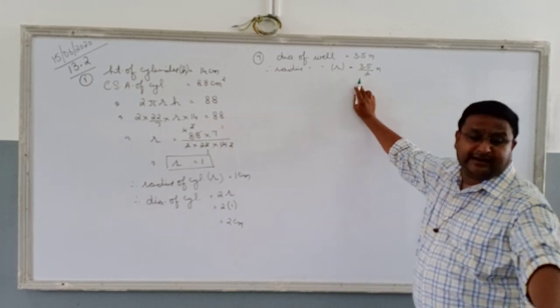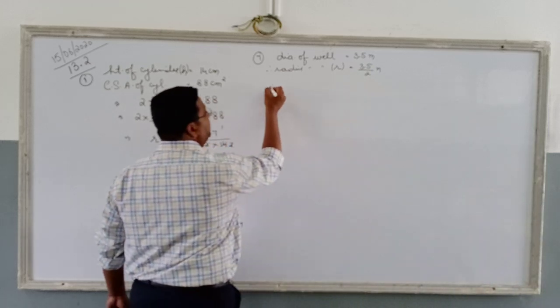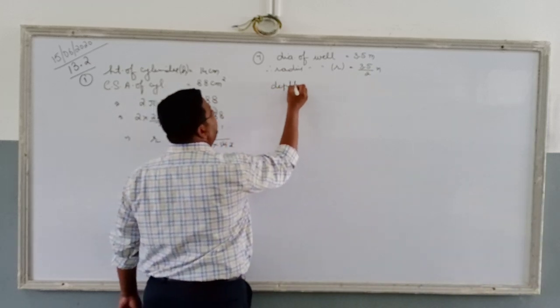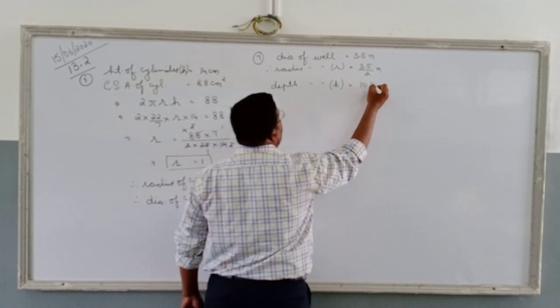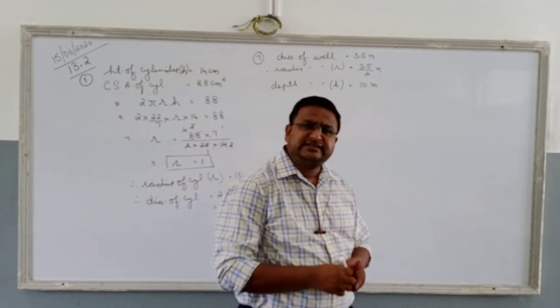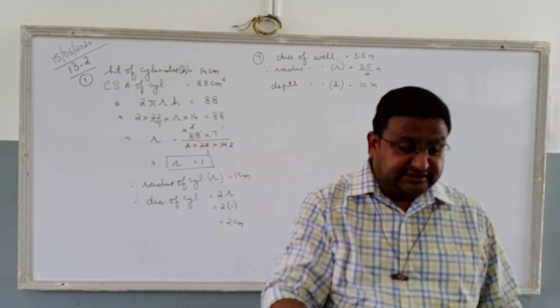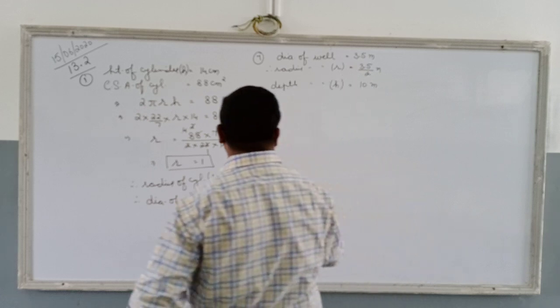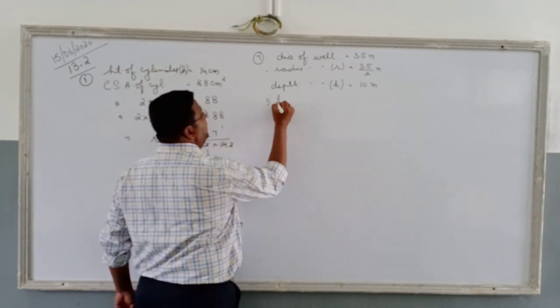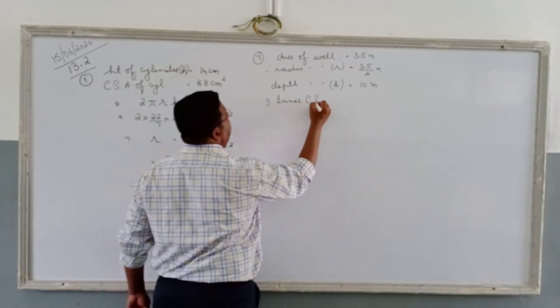And the depth of the well is given to you, 10 meter. Depth of well, that is the height of the well, is equal to 10 meter. These are the two quantities given to us. Now what does he say? Now he says two parts are there. Find the inner curved surface area. So first part, inner curved surface area.